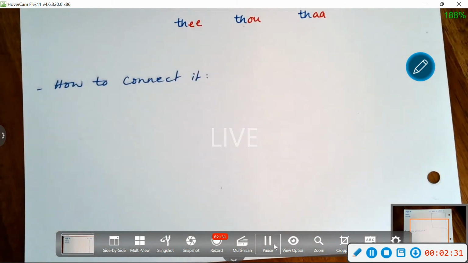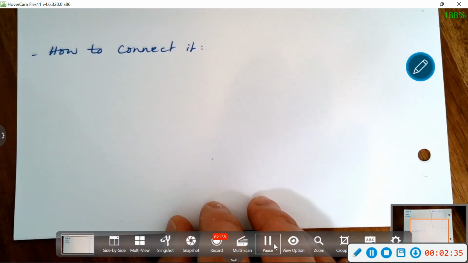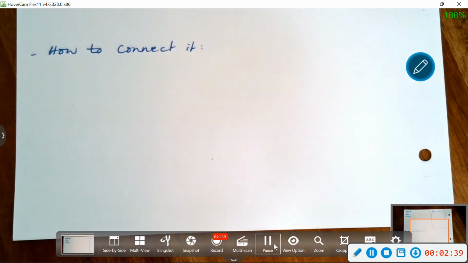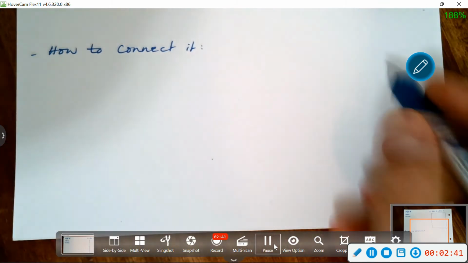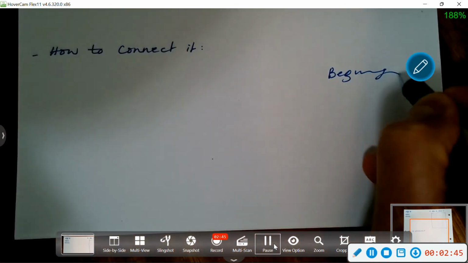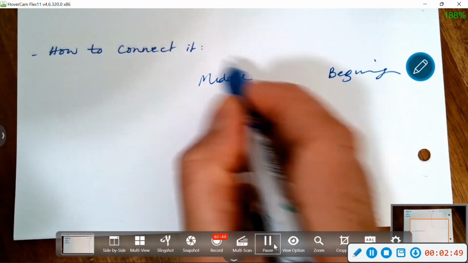Now let's see how to connect it. We're going to see how to connect it in the beginning of the word, in the middle of the word, and at the end of the word.